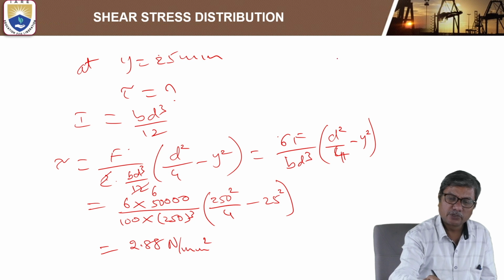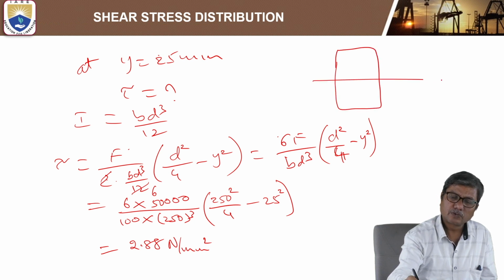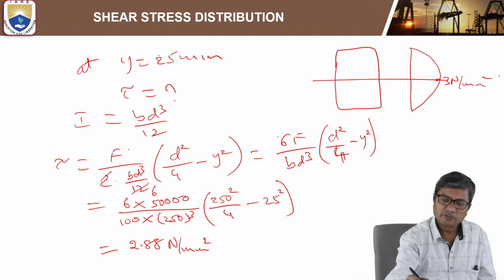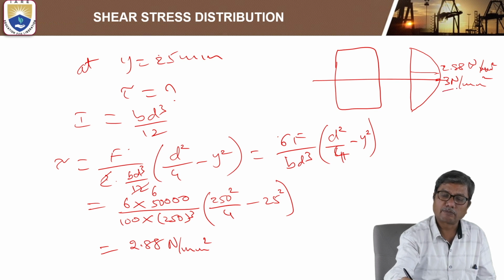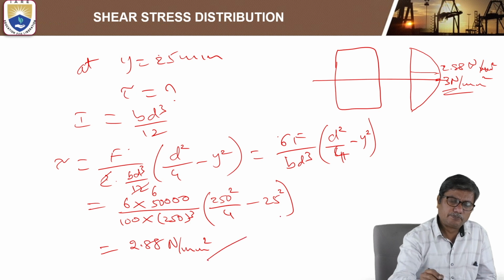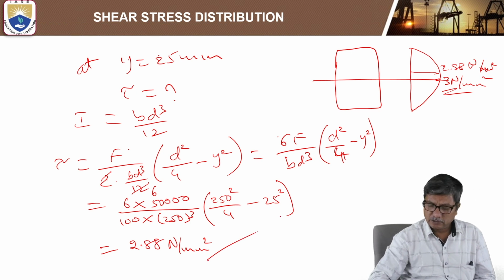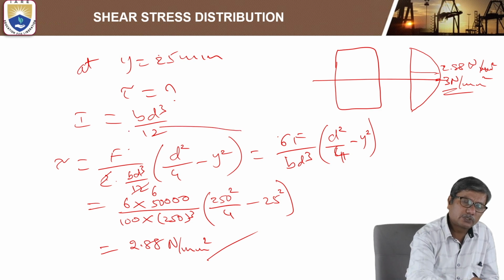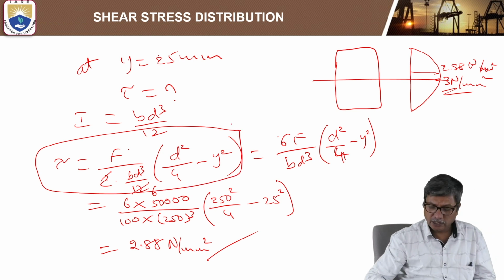So the shear stress distribution now is 0 at the extremes and maximum at the neutral axis. At a distance of 25, it is 2.88 Newton per mm square, which is less than maximum. Okay. So that's how we find out the shear stress at any distance. This is by using this expression, which is particular for the case of rectangular section.